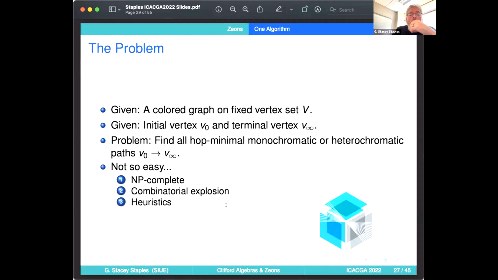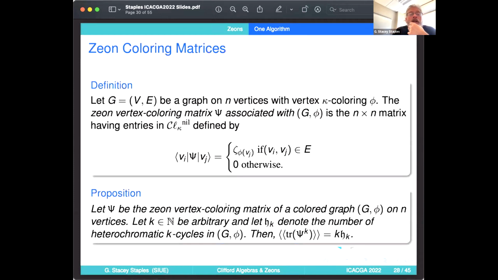It's NP complete. You have to deal with combinatorial explosion. Most algorithms use some sort of heuristics and pruning of trees to explore the solution space, but the algebra does all the work for you here. And here, I define a new adjacency matrix, nilpotent adjacency matrix, using colors instead of vertex numbers. And then the algorithm looks the same as the previous algorithm, and I just look at the ith row and jth column to find the heterochromatic paths from vertex i to vertex j in the graph.